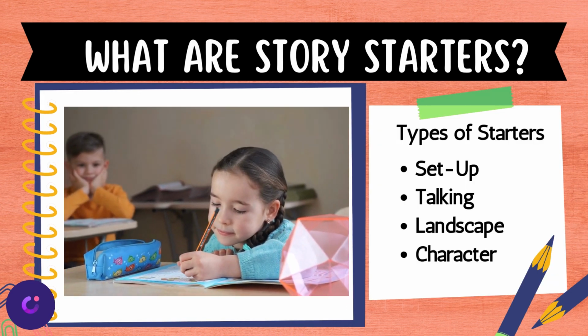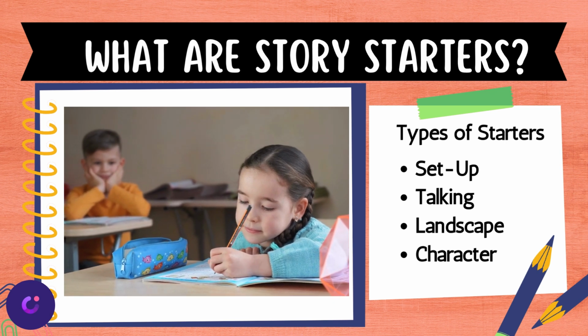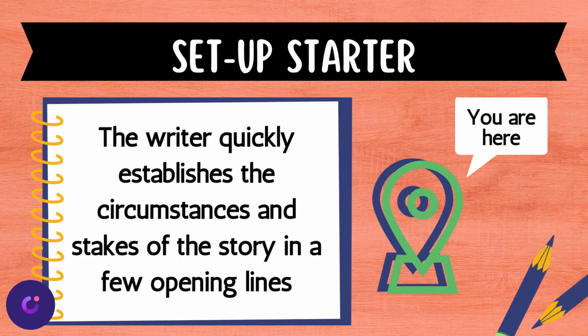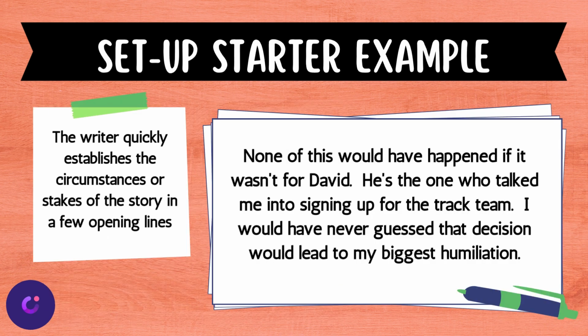Types of starters. Number one, setup. Number two, talking. Number three, landscape. Number four, character. Setup starter. The writer quickly establishes the circumstances and stakes of the story in a few opening lines.